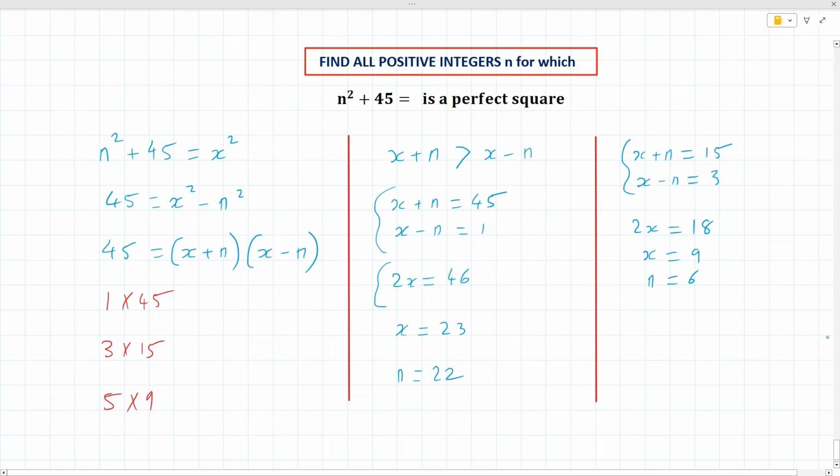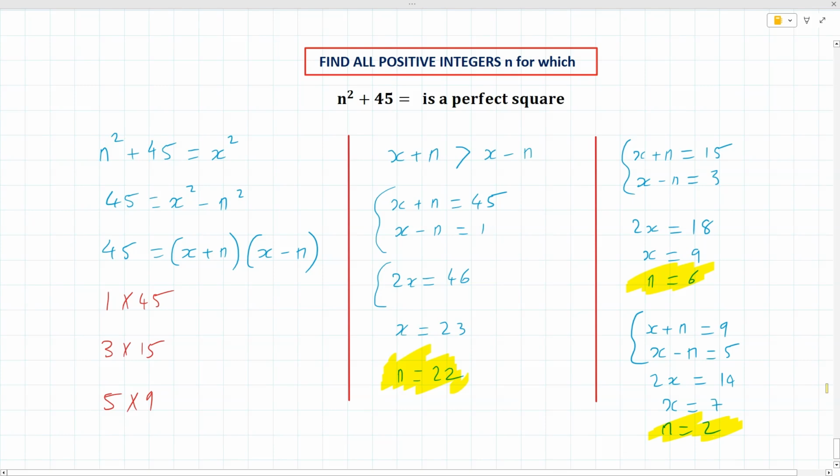And I guess finally, you can look at the solutions with 5 and 9, right? So let's do a system of two equations again. x plus n is equal to 9, x minus n is equal to 5. That leads you to 2x being equal to 9 plus 5, which is 14, and then x will be 7. And if we do 7 minus n is 5, we get n equal 2, which is the solution we first found by just looking at the problem. So in the end, it looks like we have three solutions: n equal 22, n equal 6, n equal 2.